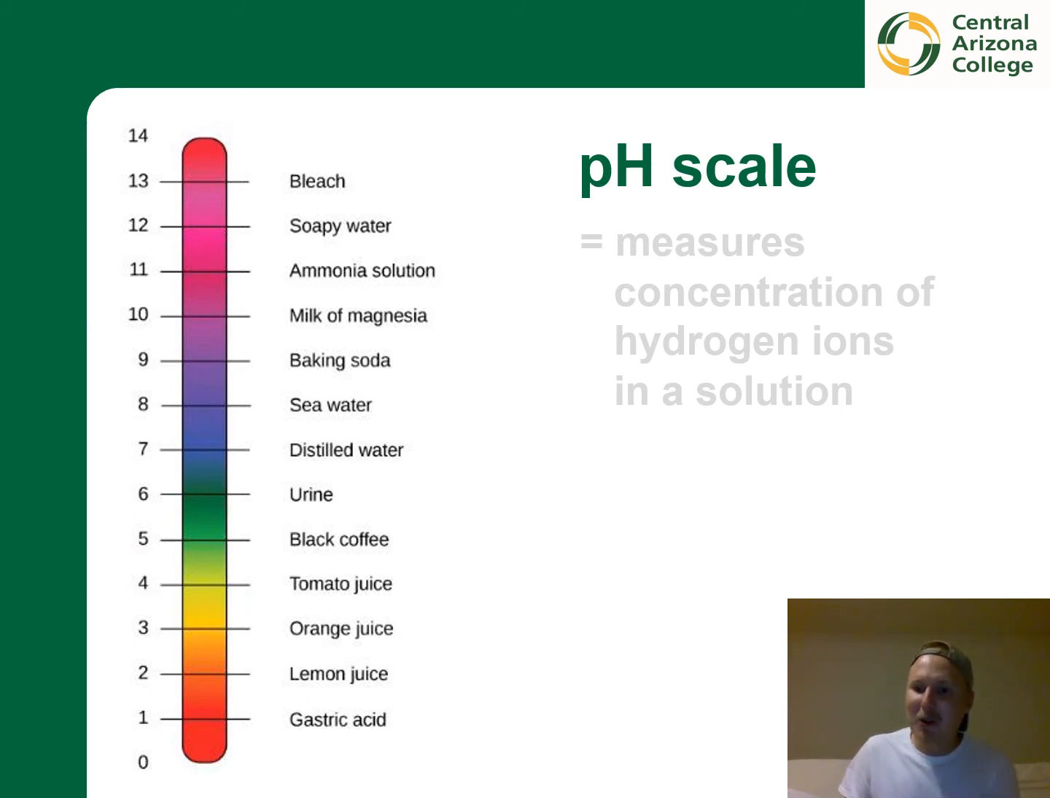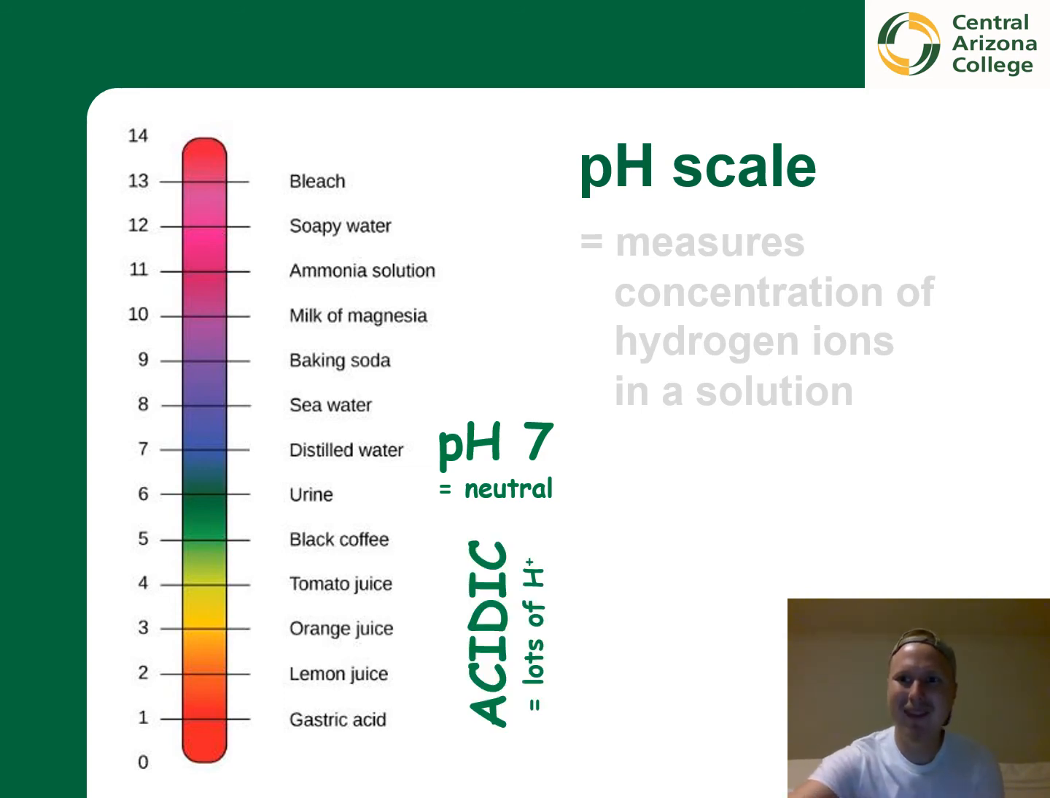Next, I want us to talk about the pH scale, just a little bit. And before we figure out the definition behind it, let's review the basics. The pH scale runs from 0 to 14, with the middle point, pH 7, being neutral. Anything with a pH below 7 is known as acidic.